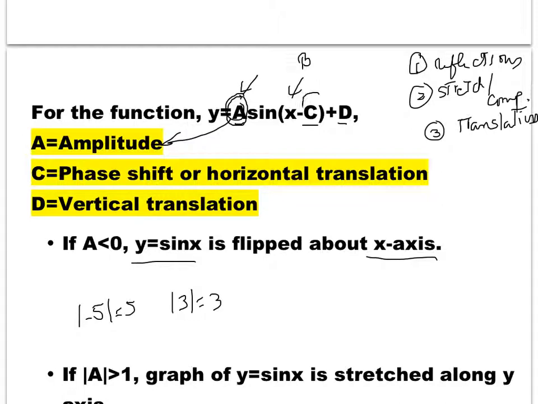C, this parameter, has a special name called phase shift, which is the horizontal translation. In case of quadratics, you used to say moving right or left, okay, 10 units. But now in sine situations, we don't call it translation right or left. We say the phase shift. The phase shift, for instance, is 10 degrees to the right. Okay? So remember the phase shift. And D, as usual, is the vertical translation going up or down. So these are the definitions of A, C, and D.